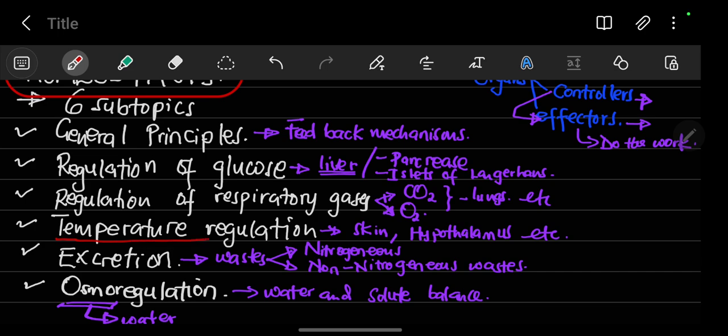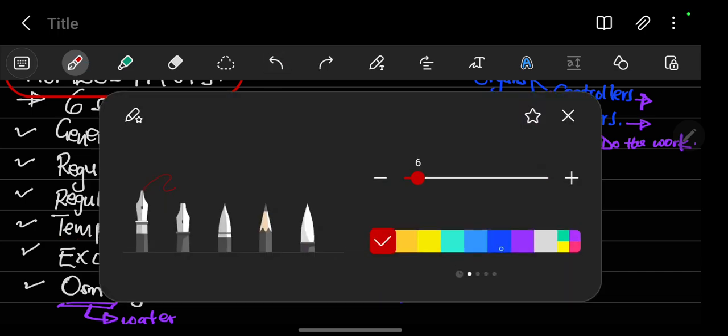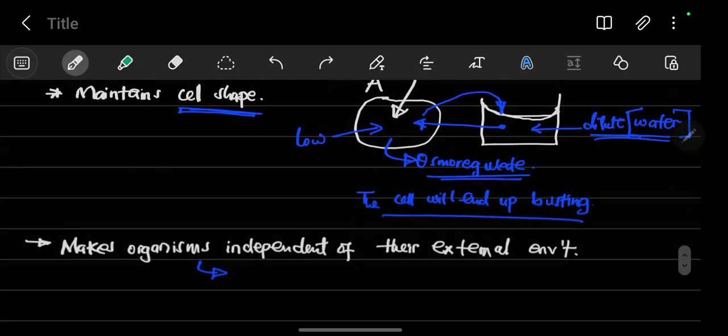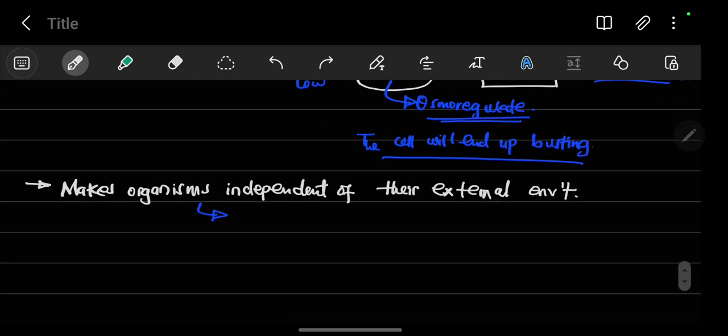Temperature regulation. So from this point, it makes organisms independent of the external environment, meaning under temperature regulation, organisms like we people are not limited to our environment, whether a certain environment is in summer or winter.